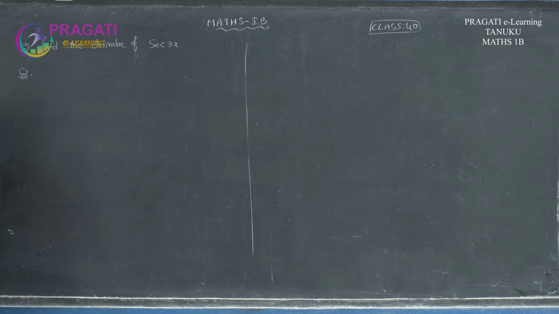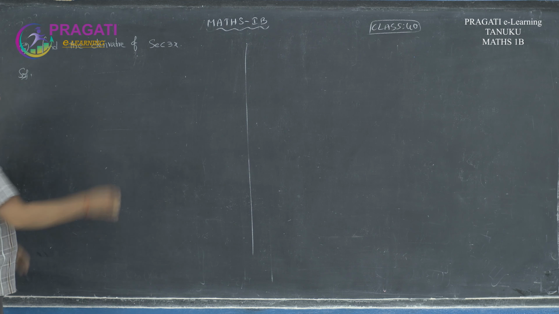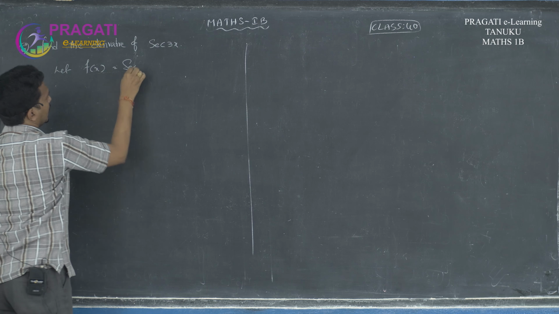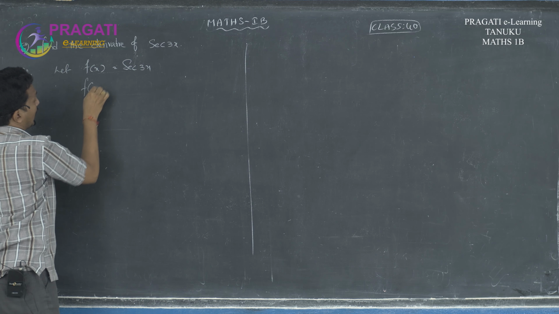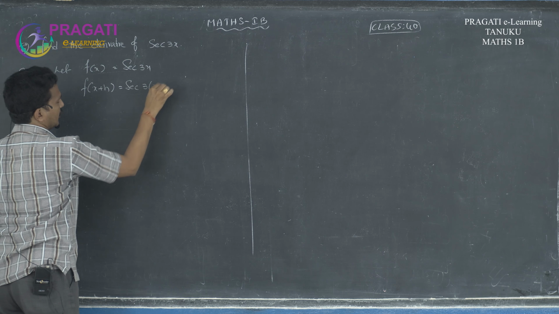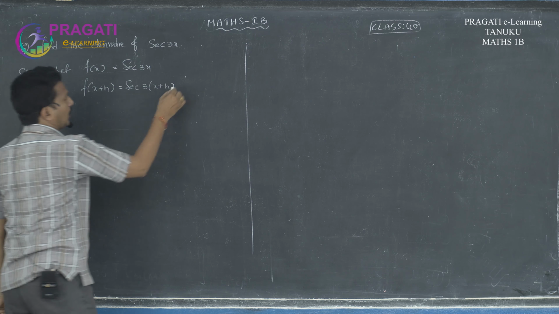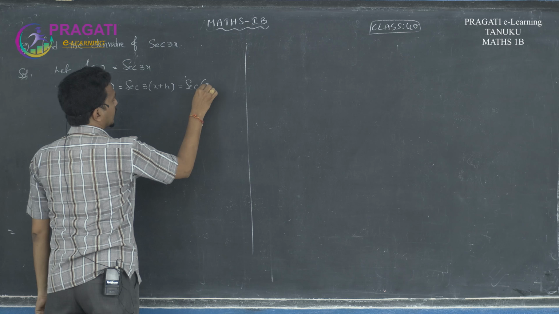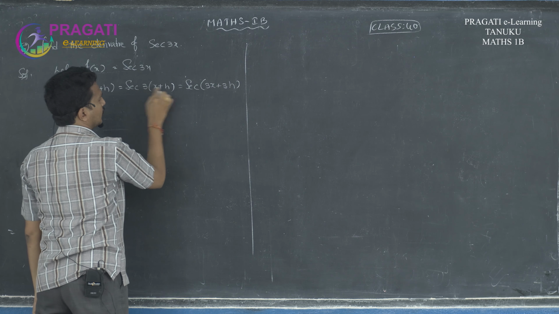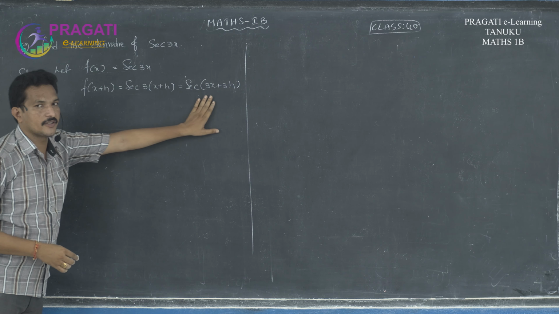Okay. The sum is, find the derivative of secant 3x. Here, let f of x is equal to secant 3x. f of x plus h is equal to secant of 3 into x plus h. That means to replace x by x plus h. Here, to multiply it, secant 3x plus 3h, multiplying with 3 into x, 3x, 3 into h, 3h. So, f of x and f of x plus h are here.